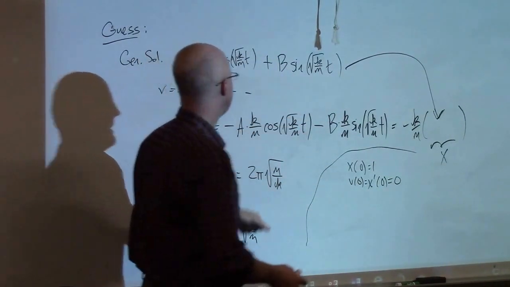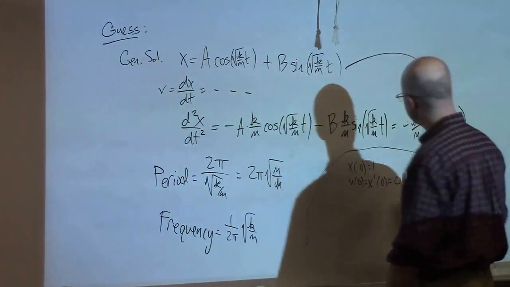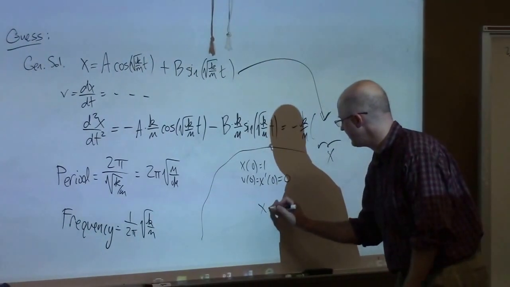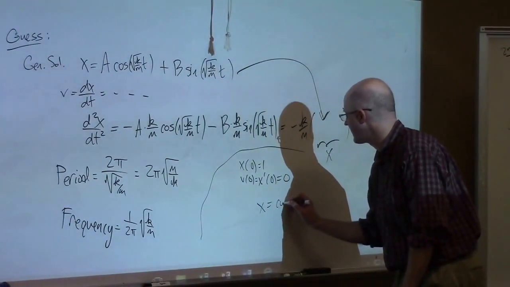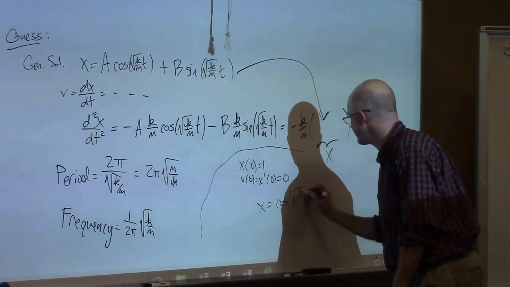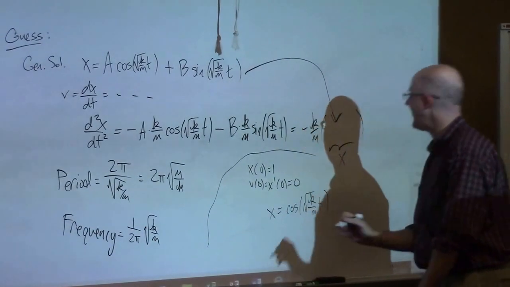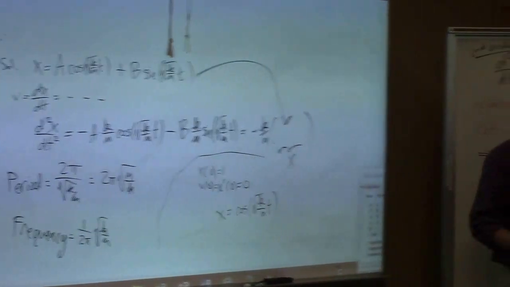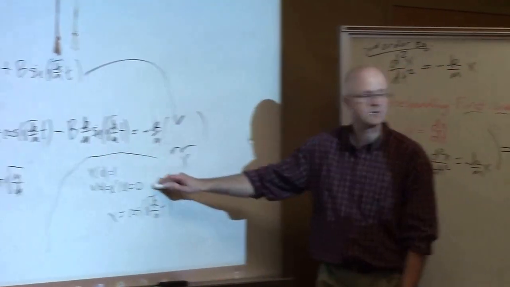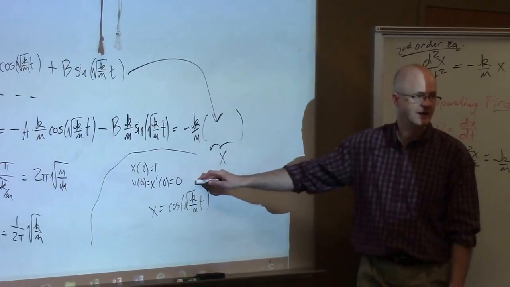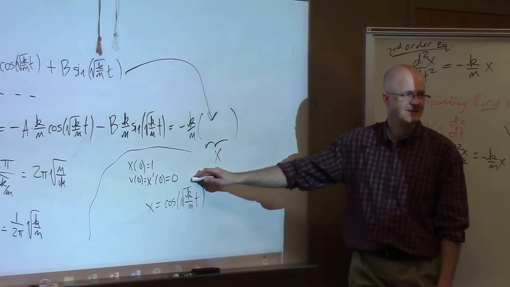So what I'm trying to say here is that with these initial conditions, the unique solution of the initial value problem is x equals cosine of the square root of k over m times t. A is 1, and b is 0 for those initial conditions. Follow that? Do that on homework.